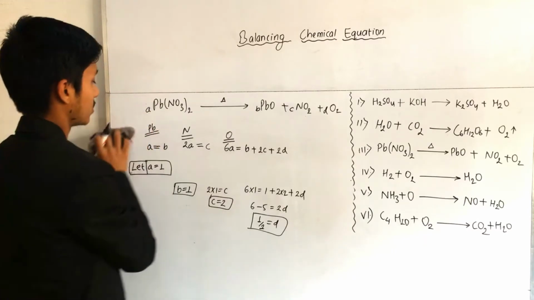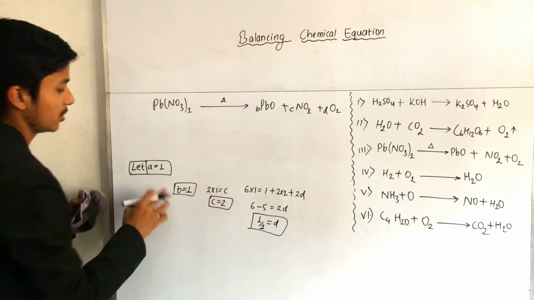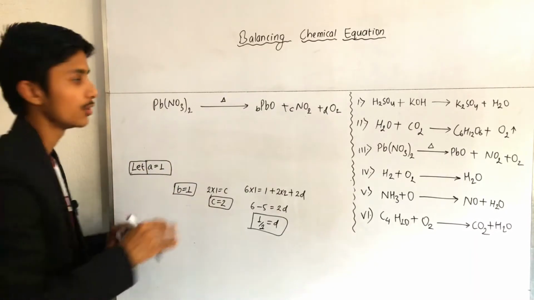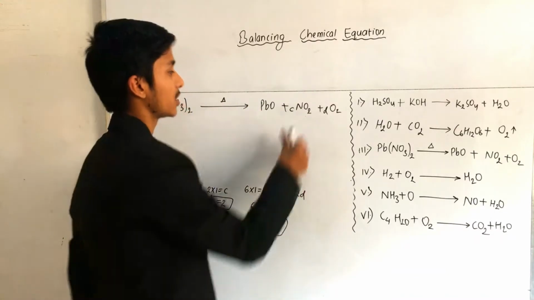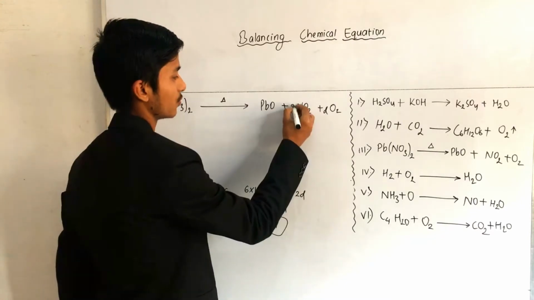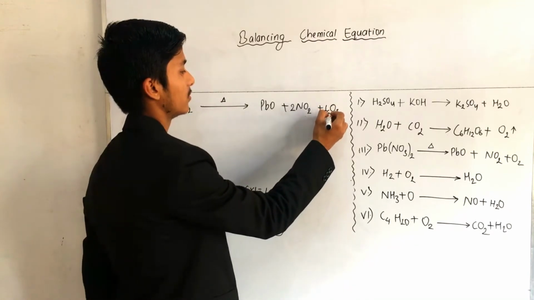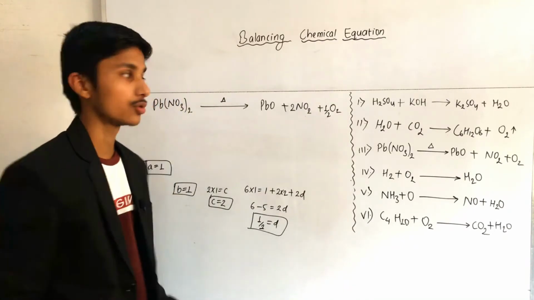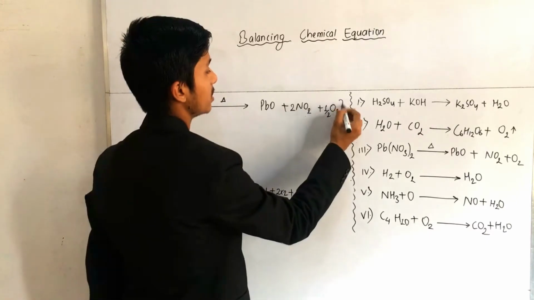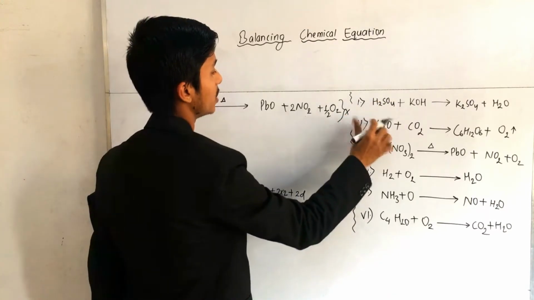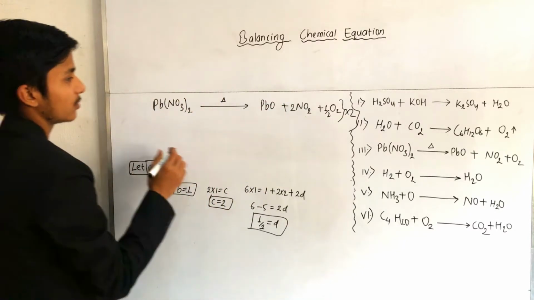Now we put the value of ABCD in our equation. The value of A is 1, so we don't need to put here, and the value of B is also 1, so we don't need to put here, and the value of C is equal to 2 here, and the value of D is equal to 1 by 2. It is in fraction form. So to convert this fraction to a whole number, we need to multiply this equation by 2. We need to multiply this equation by 2.